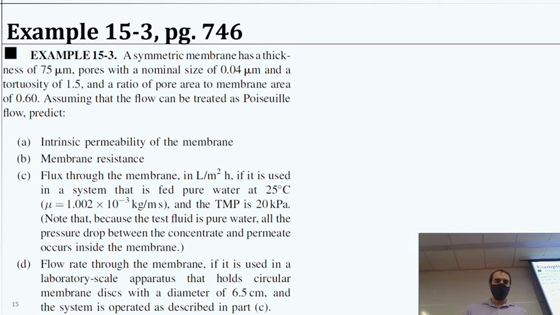Assuming that flow can be treated as Poiseuille flow, predict A, the intrinsic permeability, B, the membrane resistance, C, the flux through the membrane, if it is used in a system that is fed pure water at 25 degrees Celsius, and it gives us our mu there, and the transmembrane pressure is 20 kilopascals. Also says, note that because the test fluid is pure water, all the pressure drop between the concentrate and permeate occurs inside the membrane.